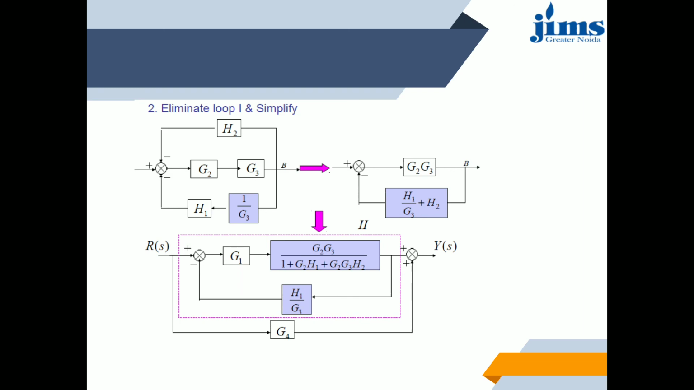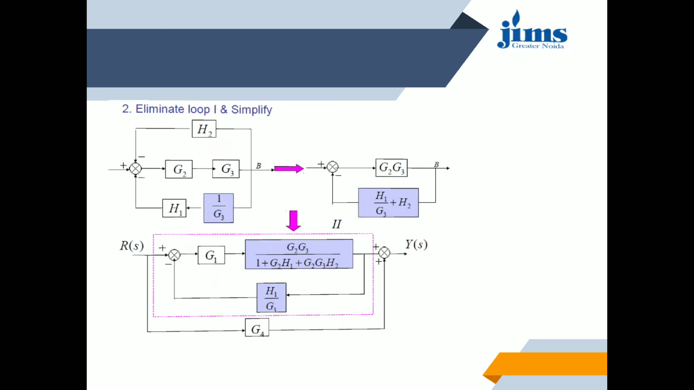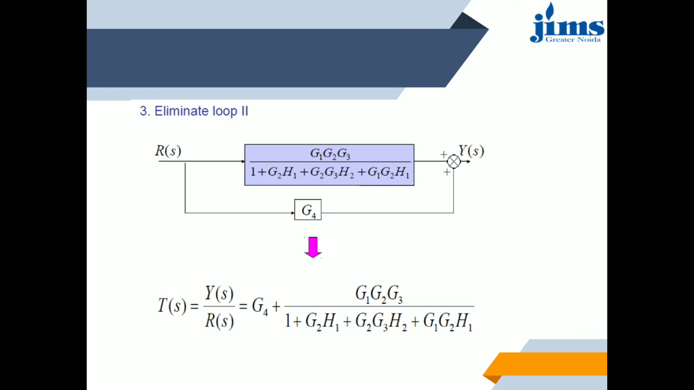So this will be your new gain G1 G2 G3 divided by 1 plus G2 H1 plus G2 G3 H2. So this will be your two cascaded gain. So this is your feedback. H1 over G3 will be your feedback. So by eliminating loop 2 we'll be having this as your transfer function.